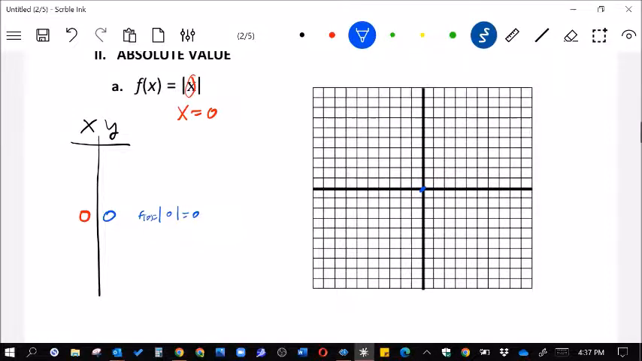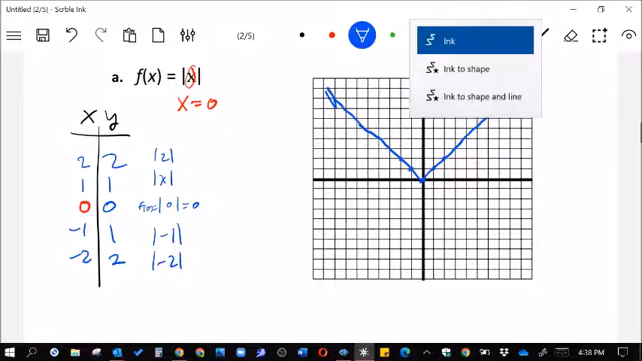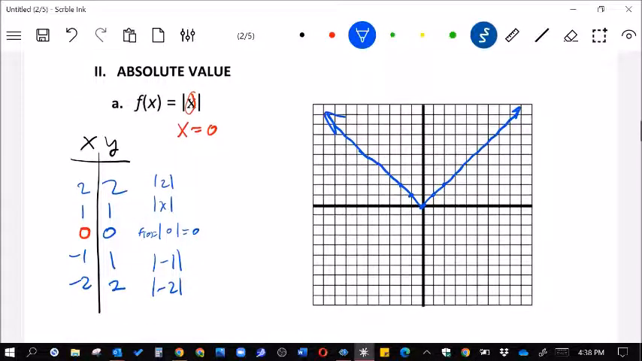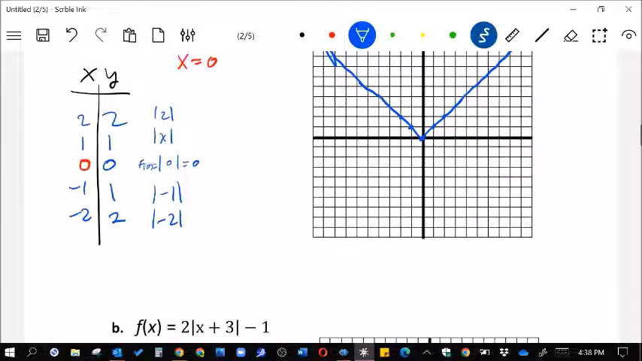Now let's go up a couple of points, 1 and 2, and down a couple of points. The absolute value of 1 is going to be 1. The absolute value of 2 is going to be 2. The absolute value of negative 1 will be 1, and the absolute value of negative 2 is a positive 2. So that means we'll plot (1, 1), (2, 2), (-1, 1), and (-2, 2). And now you can see that you're going to get a V shape here. Well, good enough of a line for now. That's the basic parent function of absolute value functions.